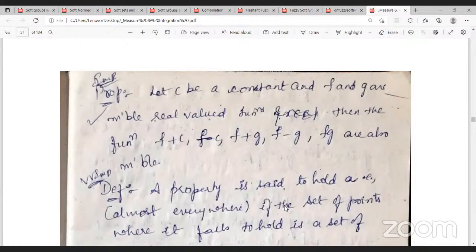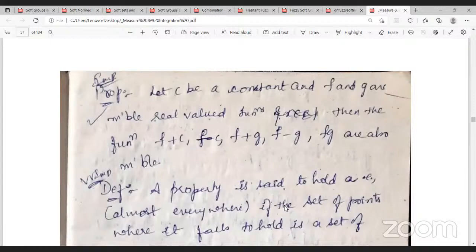Let C be any constant, and let any real number alpha belong to R. We prove that f plus c of x is a measurable function.